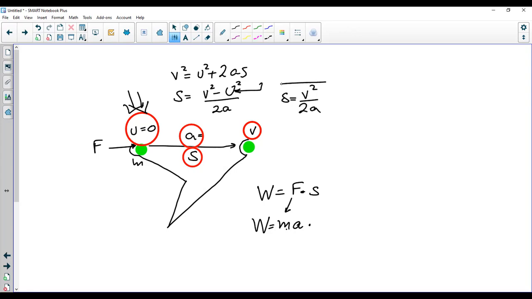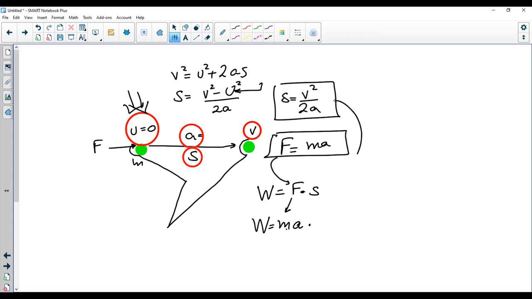So we have the s value as well as the F value already, which we have placed here. F was equal to ma, so we place that F here. And now we place that s here, the displacement, which is v squared by 2a. So what do we get? We get mv squared by 2, which we can write as 1 over 2 mv squared. Got it? So you can see that in throwing a ball horizontally, the work done is equal to the change in kinetic energy.